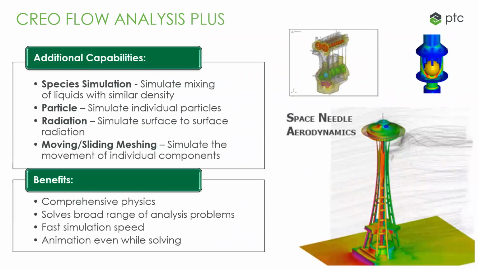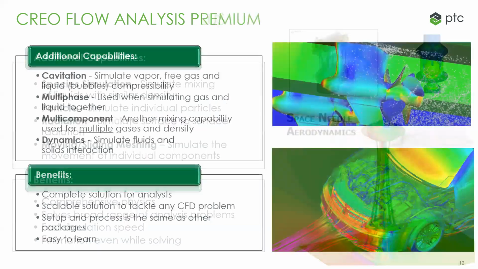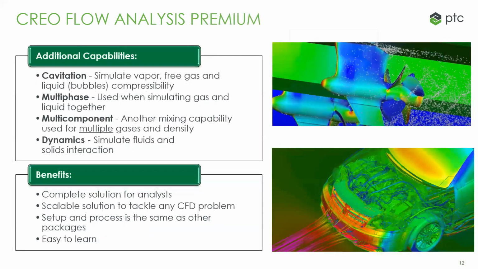Now, from there, if you wanted to analyze elements such as individual particles or look into radiation, you might want to move up to the second package, plus. It gives you the ability to simulate the movement of individual components. You can animate the analysis, even while it's being run, and start to really add some comprehensive capabilities here. So if you need to bump up the capabilities, you have that. And then if you want the full scope of what we're able to work into here, you have what's available in the premium.